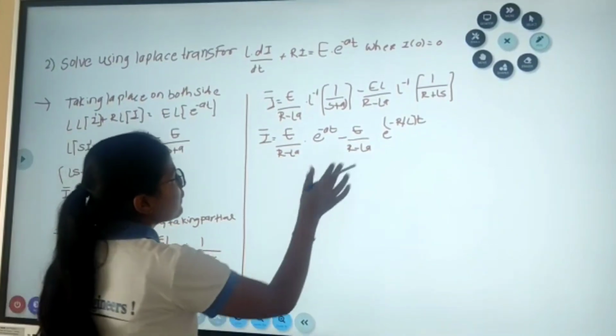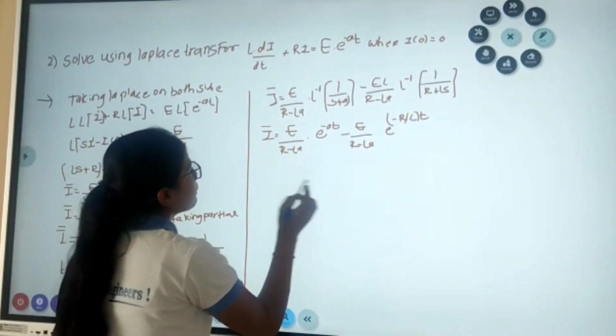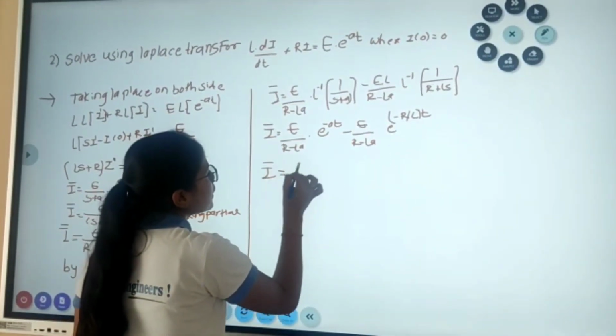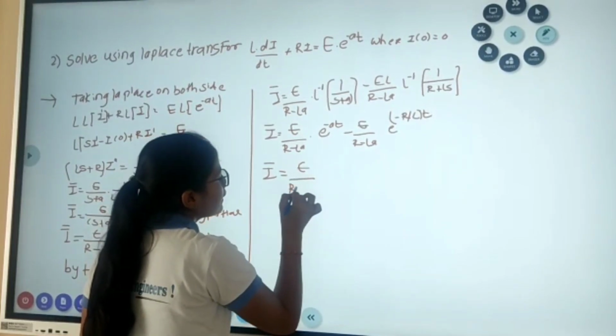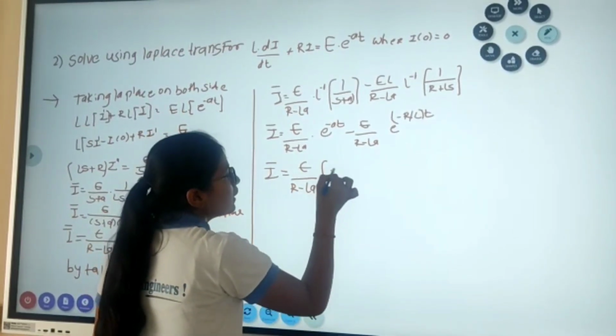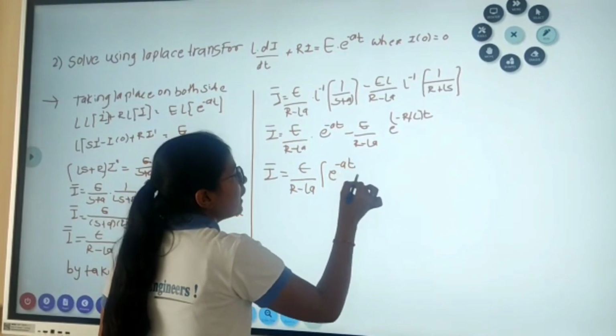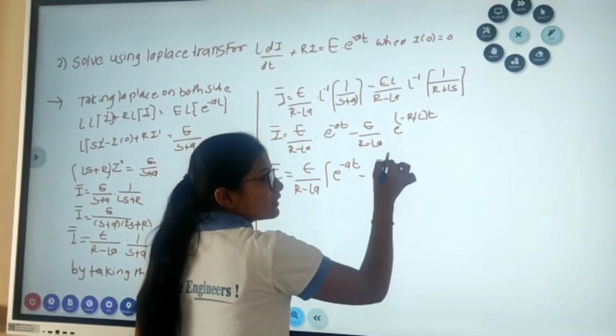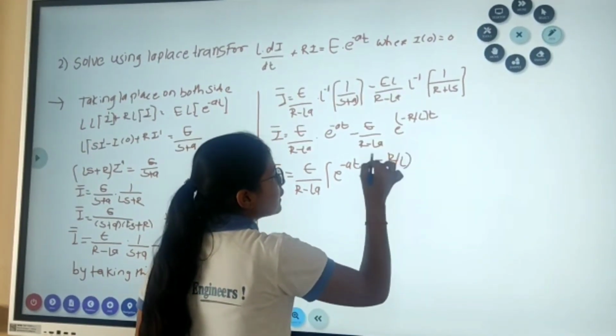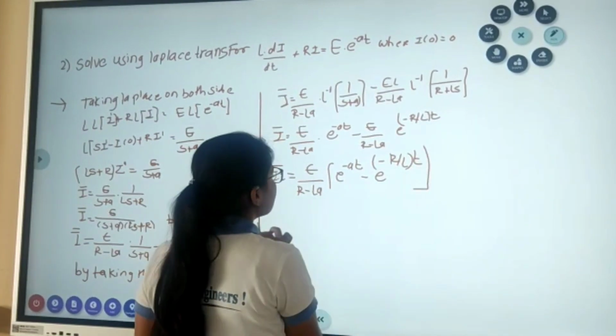So by taking common E upon (R minus La), therefore I becomes E upon (R minus La) into (e raised to minus at minus e raised to minus R upon L into t). Here we end our video.